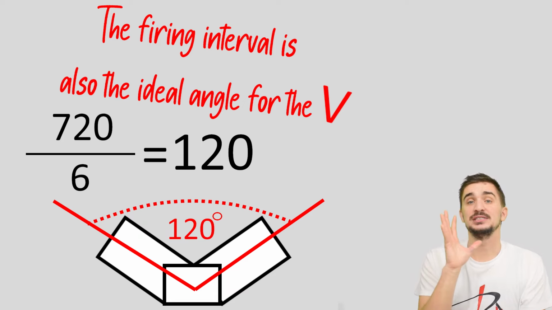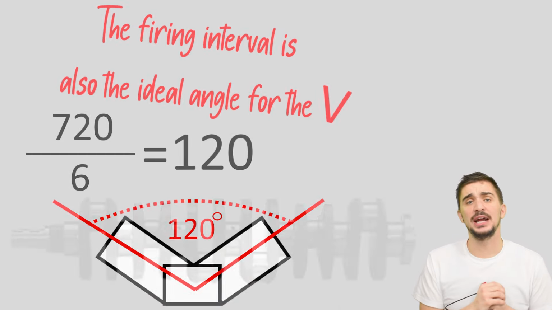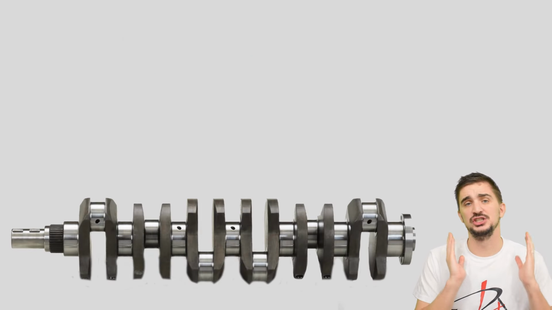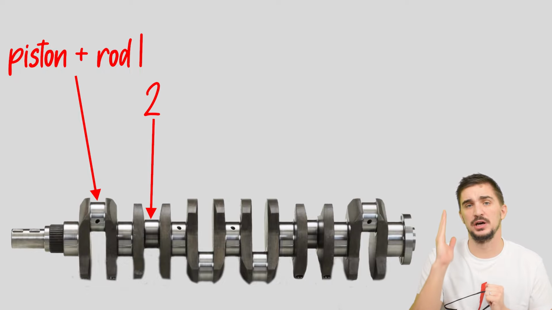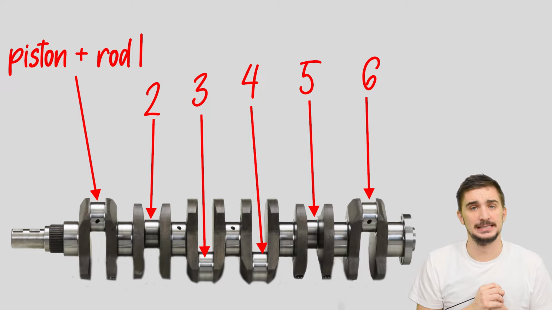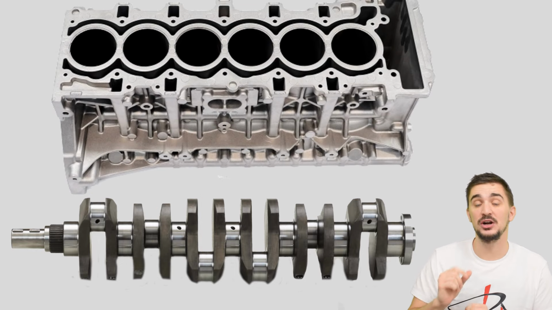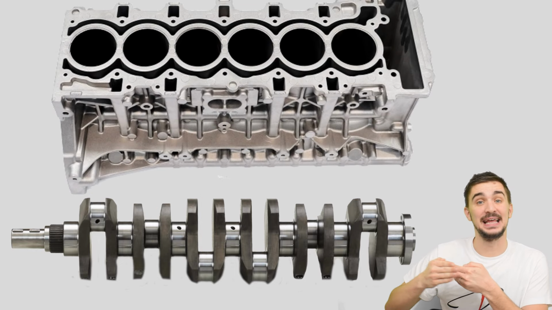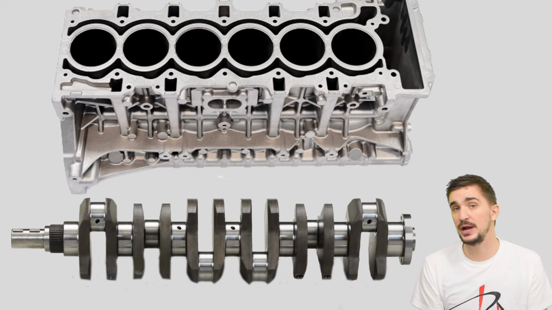Why? Well, to understand that, we need to take a closer look at the crankshaft. So here's the crankshaft of an inline 6-cylinder engine. This is the crank pin for piston and rod 1. This is the crank pin for piston and rod 2. This is for 3 and 4 and so on until we mount all the rods and pistons onto the crankshaft. As you can see, each rod gets its own crank pin. The inline 6 can do this because the cylinders are mounted one after the other in a line, so there's ample space for each rod to have its own crank pin.